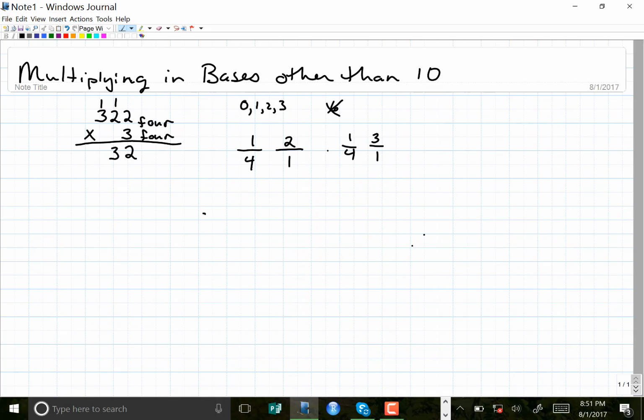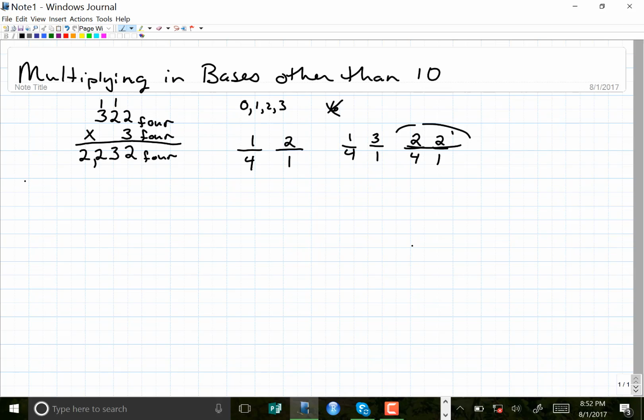Now we'll do the same thing here. We'll say 3 times 3 is 9 plus 1 is 10. And now, in order to write 10, we're going to need 2 fours and 2 ones. 2 fours is 8, and 2 ones gives us 10. And this is how we write 10 in base 4. And so we have our base 4 answer. So 322 base 4 times 3 base 4 is 2232 base 4.